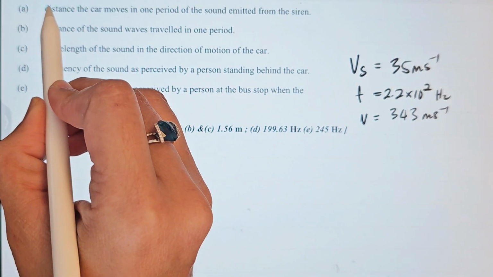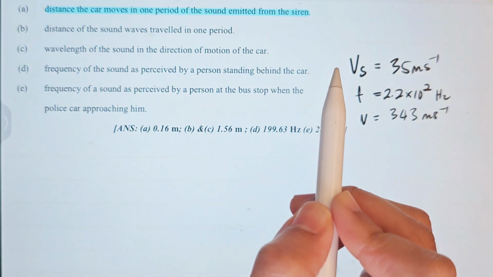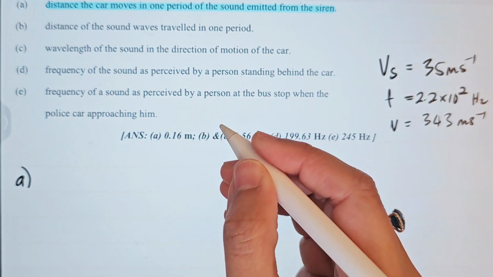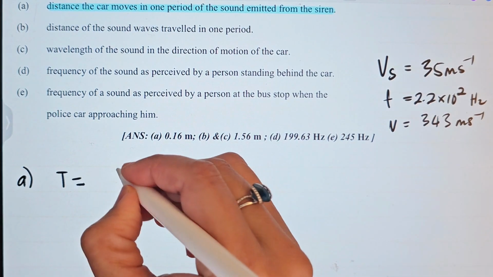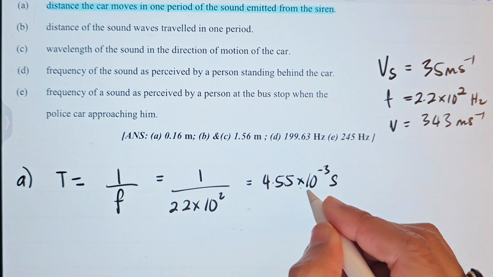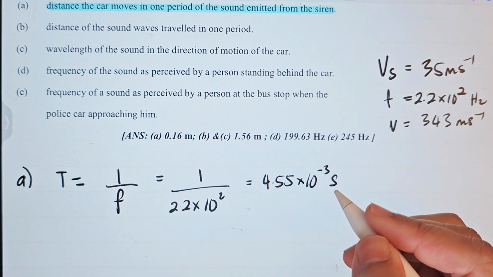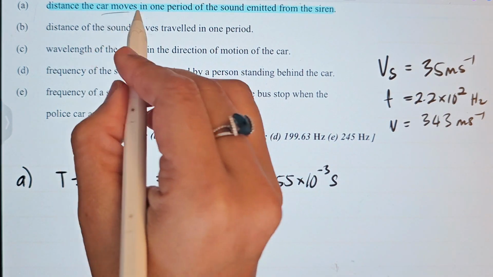Question A is asking for the distance the car moves in one period of sound. So before we get to the velocity, we have to find the period. We can get the period by using 1 over f, and the answer is 4.55 times 10 to the power negative 3 seconds. And now we can find the velocity of the car.